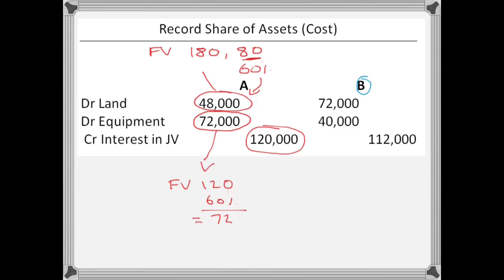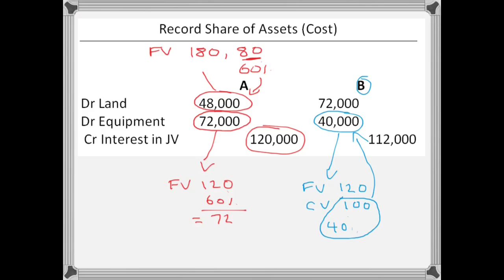Now B does the same thing, except B put in a different asset. So B put in equipment and sees the fair value of the land. So we'll start with the equipment. Equipment is 40, and this is because even though the fair value of the equipment is 120, the cost, or the carrying value to B, is 100, and with 40% of 100 coming on board, you're taking these two amounts, multiplying them together, and that gives you 40.